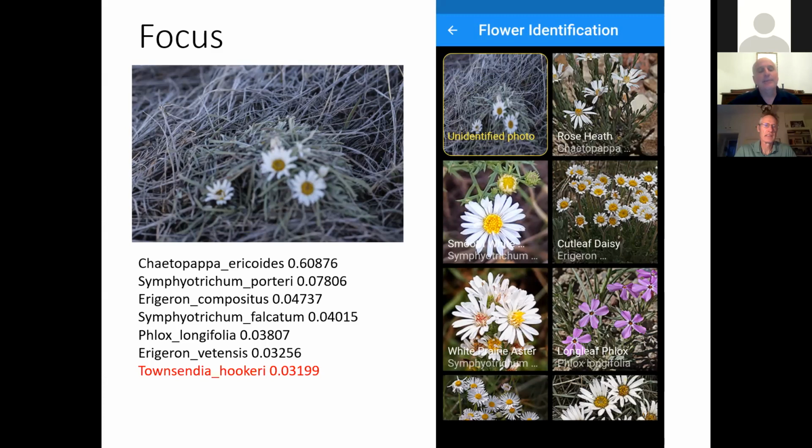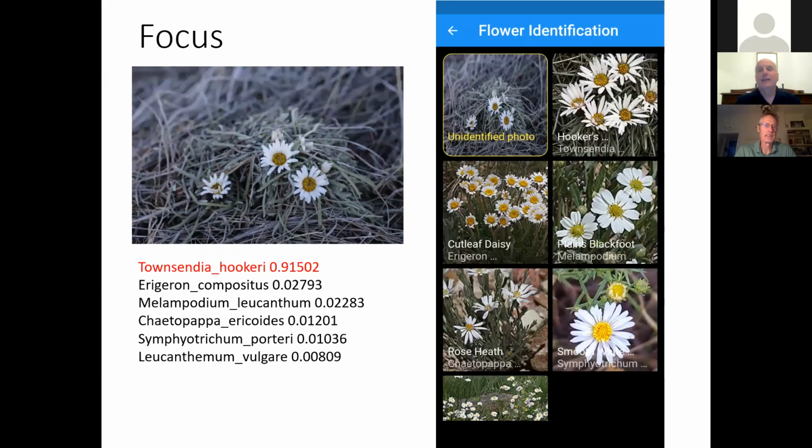Now, if we take the same picture in focus, you can see that it's getting the right answer and it's 91% sure. So all it did was address the focus, and that really helped the model not only have a higher surety about its answer, the first place answer went from 60% to 91%, but it also got it right. So focus is going to be a really, really big deal. The two biggest deals are having the flower be big enough in the image and having it be in focus. And that's really going to make a difference in how well it performs for you.